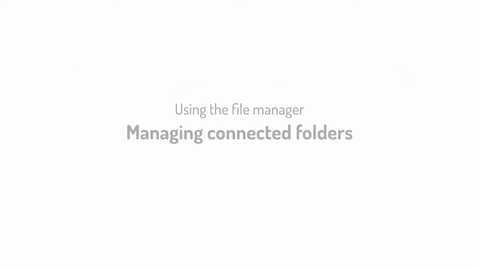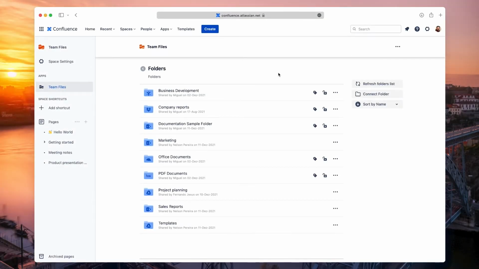Managing connected folders. Now that you have connected some folders, let's take a moment to look at the options available. On the right side, you find global actions for the connected folders. The option to refresh the folder list updates the connected folders with the latest settings, for when you know one of your teammates made significant changes. With Connect Folder, you can add more folders just like we covered in the last video.